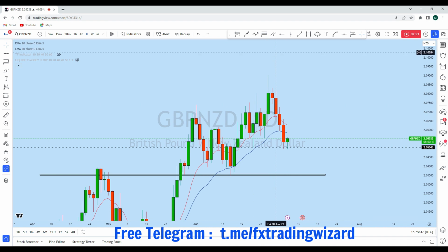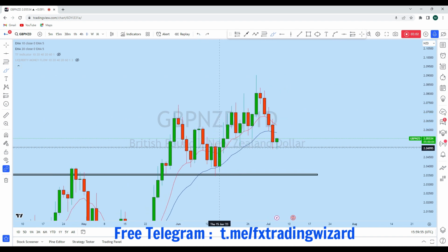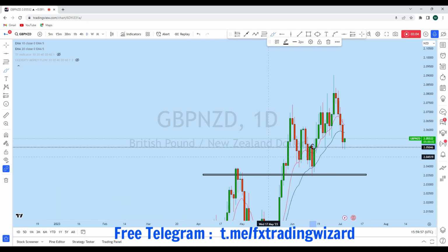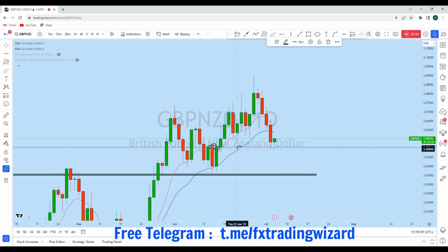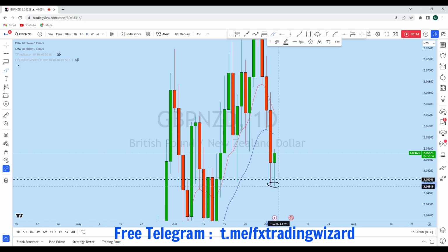This support that created this movement to the upside is also another important level of support, as this same level acted here as a resistance and turned here into a support, and from that level we can see that the price is again rejecting to the upside. Today's candle has broken this low, grabbed liquidity, and then had a movement to the upside.